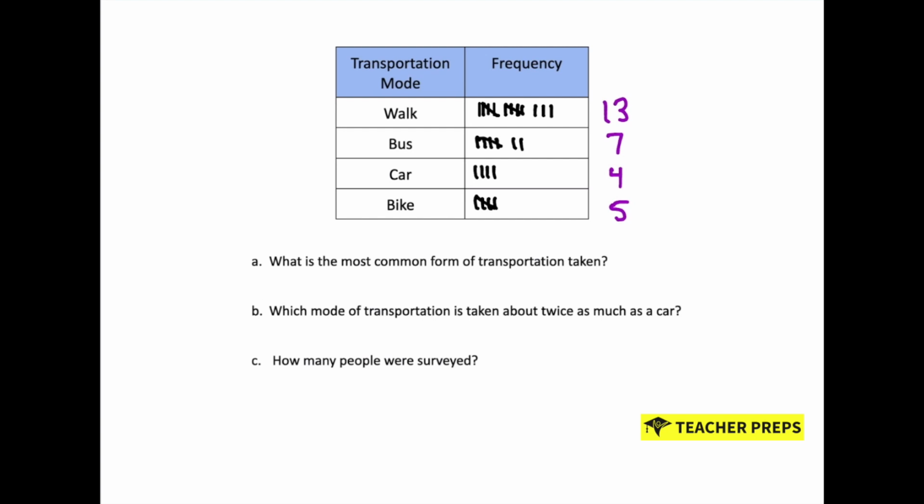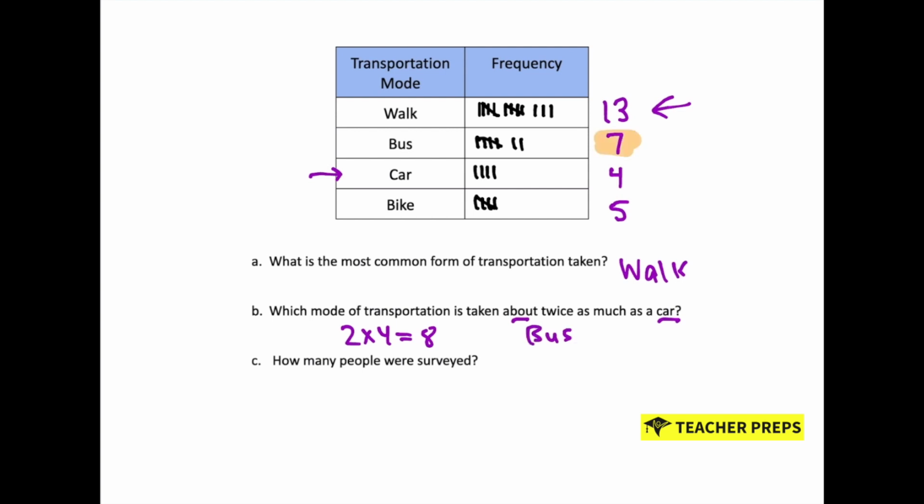The first question says, what is the most common form of transportation taken? We can see that more people chose to walk. The next question says, what mode of transportation is taken about twice as much as a car? Well, a car is 4. The key word here is about. 2 times 4 is 8. Which one is about 8? The buses. So we can say it's the bus.